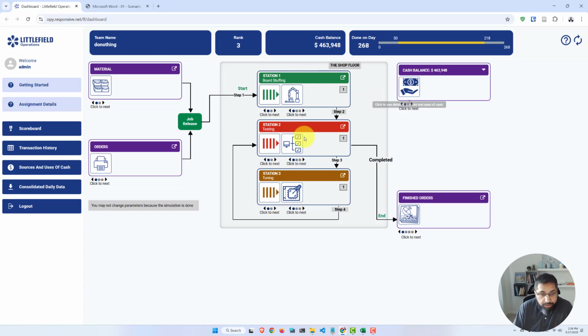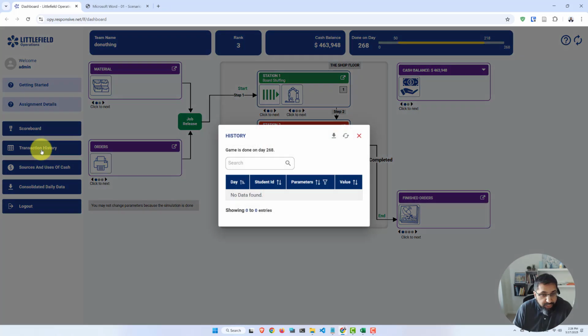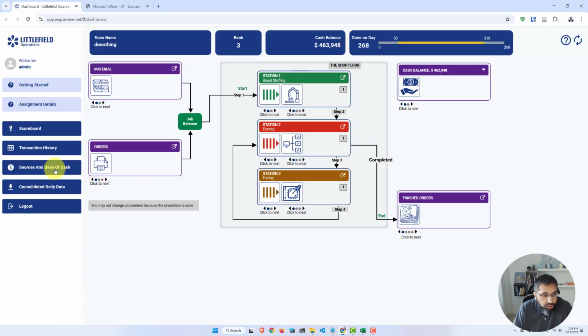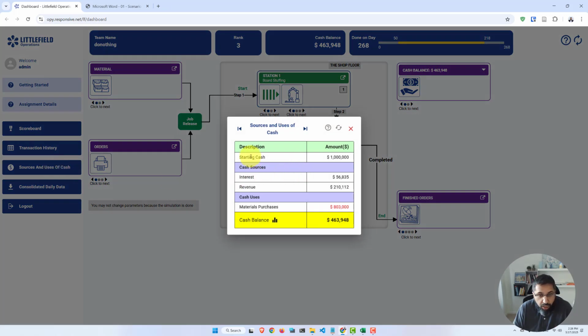Okay, you can see transaction history, all the decisions you've taken so far. Obviously, the Do Nothing team has no history because it takes no decisions, right? But for your teams, you would see your decisions here. Okay, you can look at your cash position. Your starting cash was $1 million. So the Do Nothing team has actually lost a lot of money, right?